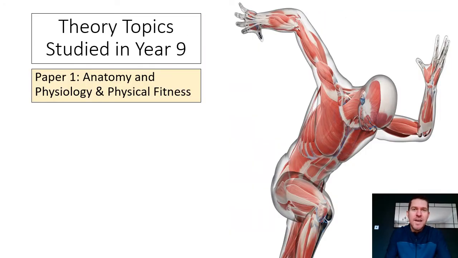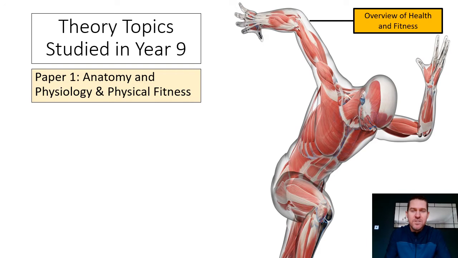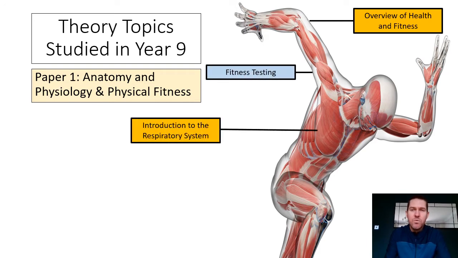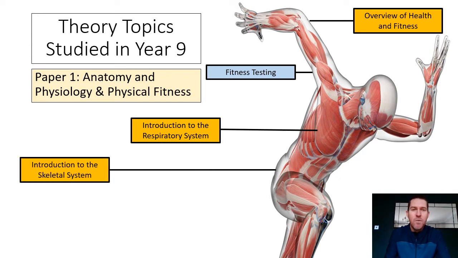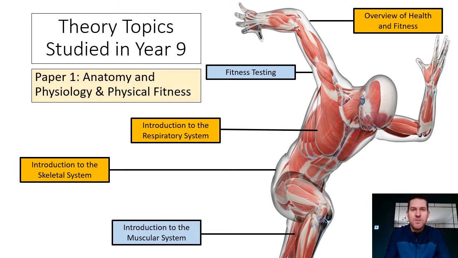So if we move on to look at the theory aspect of GCSE PE, you can see that we sit 2 exam papers by the time you come into the end of your course at year 11. The first paper is called paper 1, which is the anatomy and physiology element, and where we also look at physical fitness. So here are some of the topics that we'll study at year 9 especially. We look at things like the overview of health and fitness. We look at some fitness tests, what they entail and how exactly they work. We look at the introduction of the respiratory system, the skeletal system, and also the muscular system.